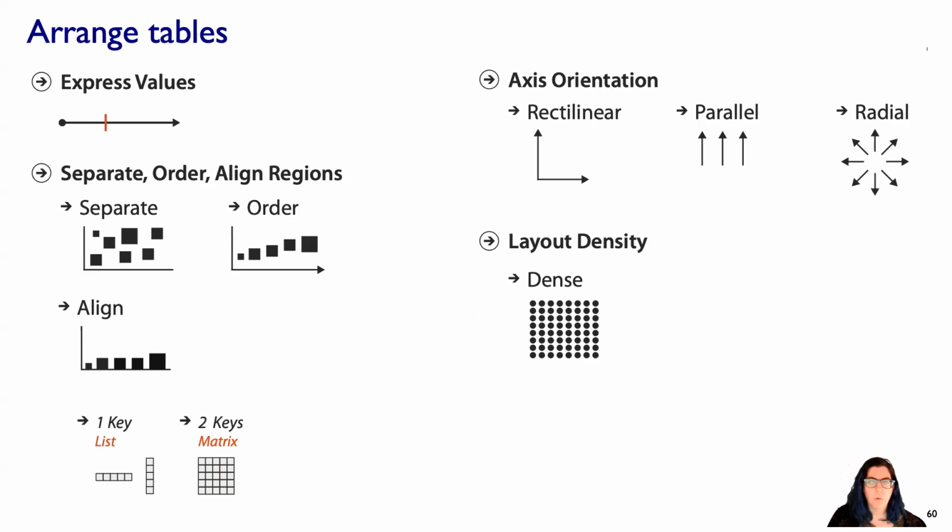What we've done is we've now walked through a bunch of considerations when we're arranging tabular data. Are we expressing a quantitative value, or are we separating categorical attributes and then ordering them and aligning them according to something more ordered, ordinal or quantitative? We thought about layouts where we've got a list-based visual encoding backbone or a full-on matrix or grid. And then we talked about these orientations of rectilinear versus radial versus parallel, and the idea of having possibly very dense layouts.